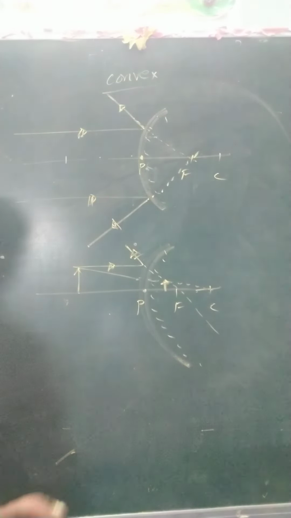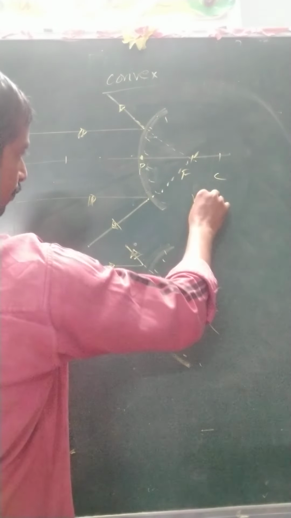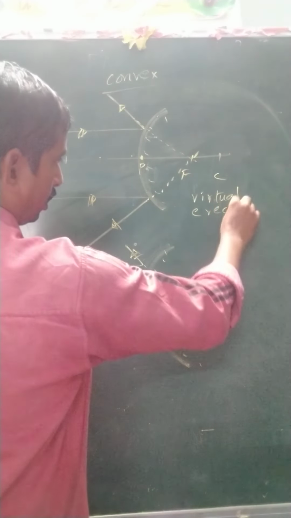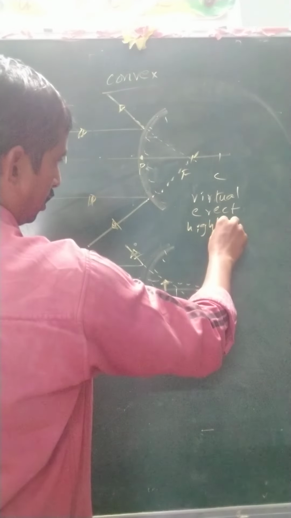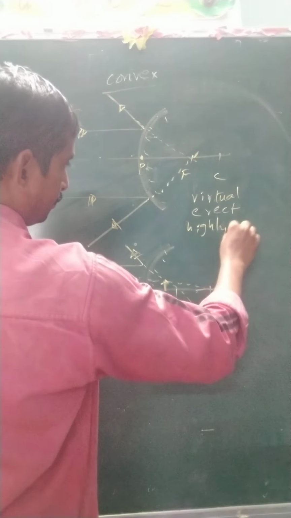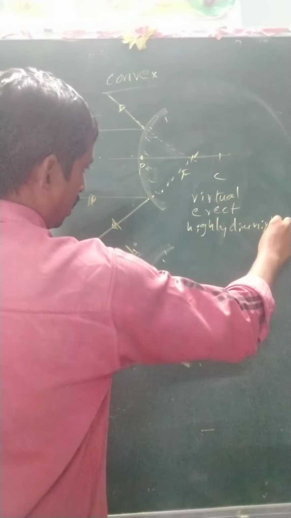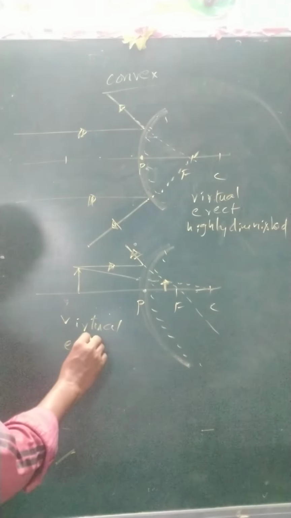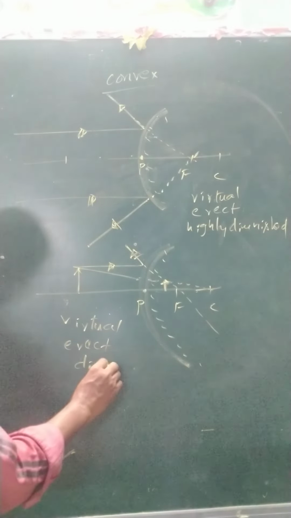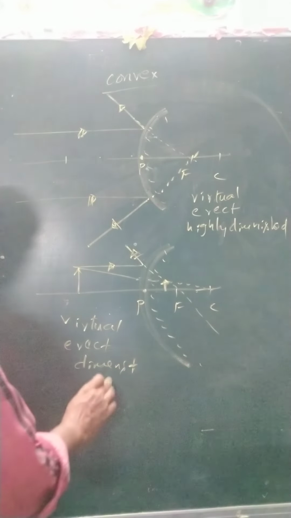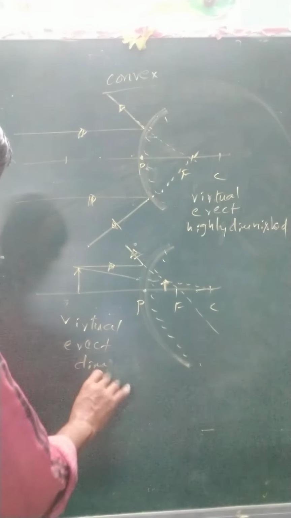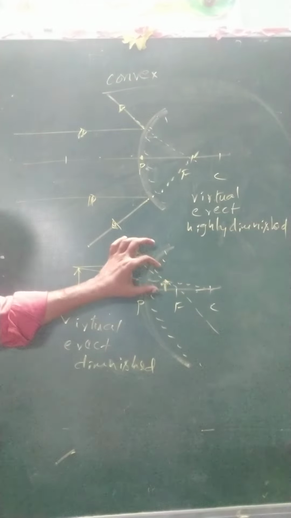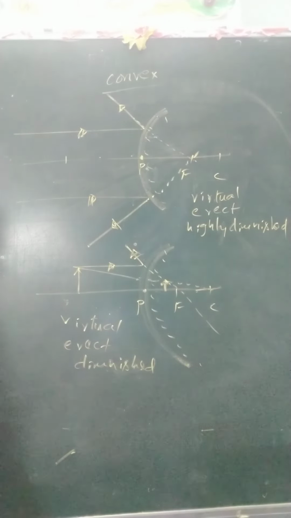So what is the characteristic of convex mirror? Here it is virtual, erect, highly diminished. What is the meaning of virtual? The image is above the principal axis only. The image is above the principal axis.